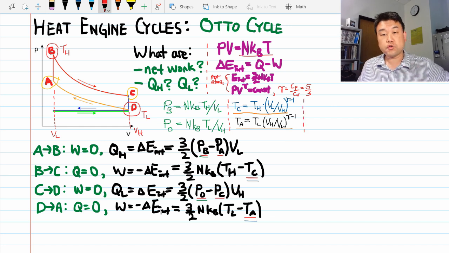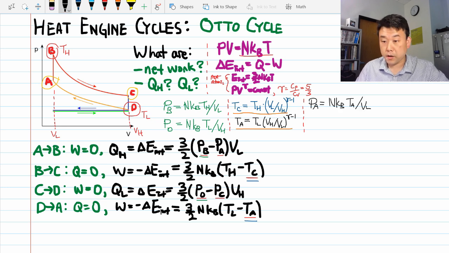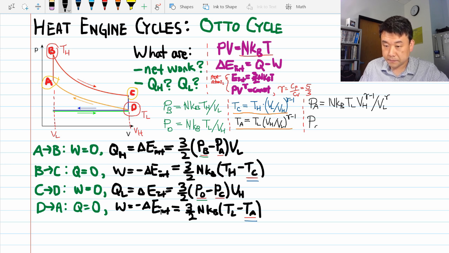And now we have the tools to handle pressure at point A and pressure at point C, because now we know the temperature at those points. Or if you plug in the expression for TA from our derived result, I combine the factors of VL together. And we can do the same thing for pressure at point C.